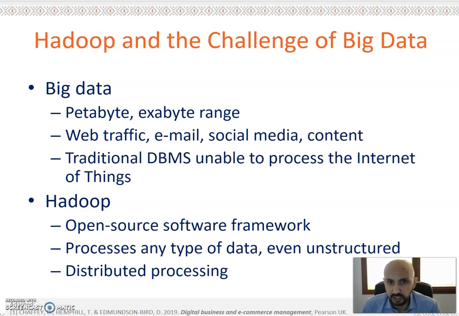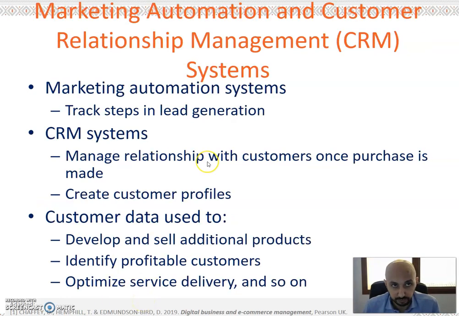A traditional database management system is unable to handle or process the Internet of Things data. So we have Hadoop, or non-structured databases, because a relational database is structured. Hadoop is not structured; it is semi-structured, open source software that processes any type of data, like unstructured data, as a distributed processor.